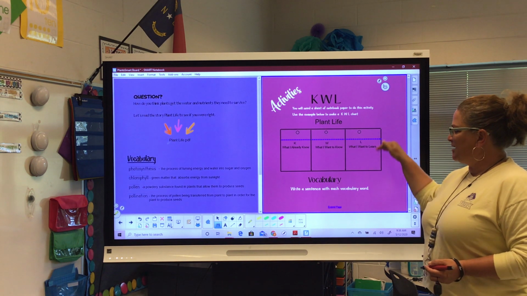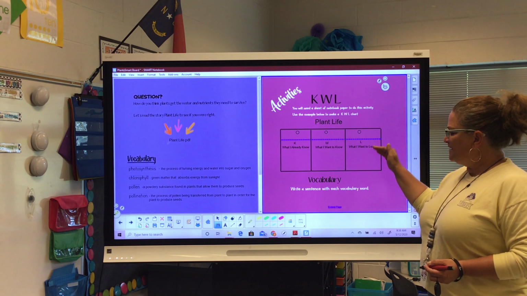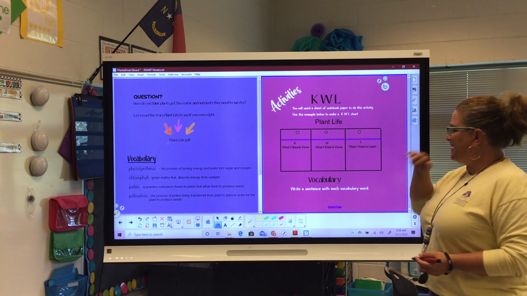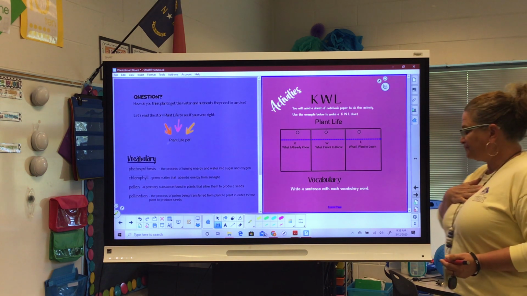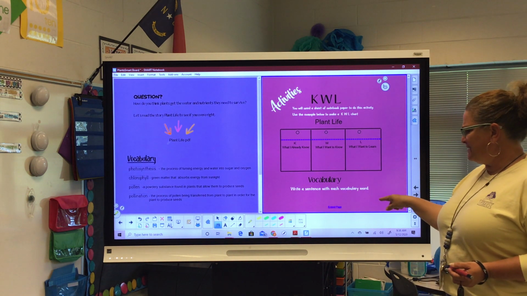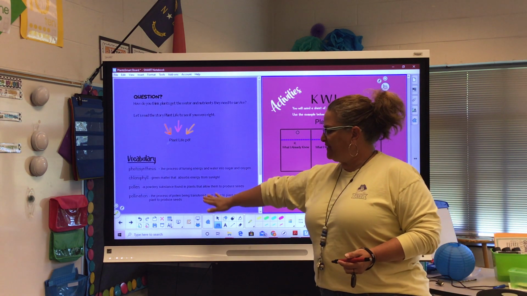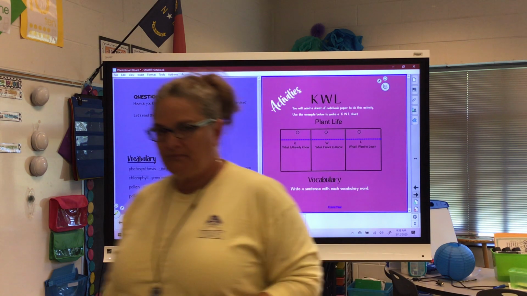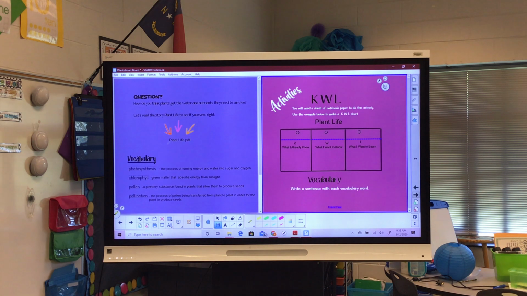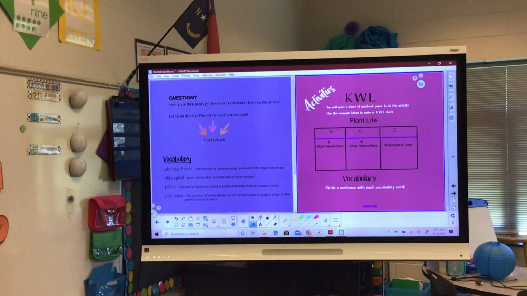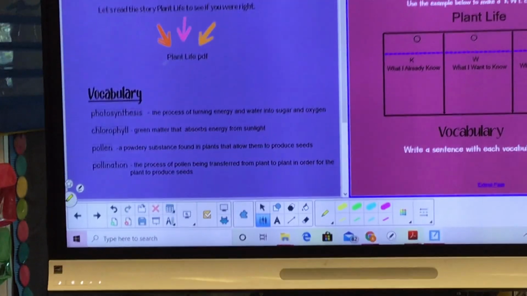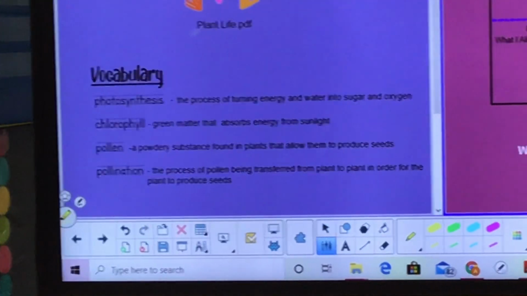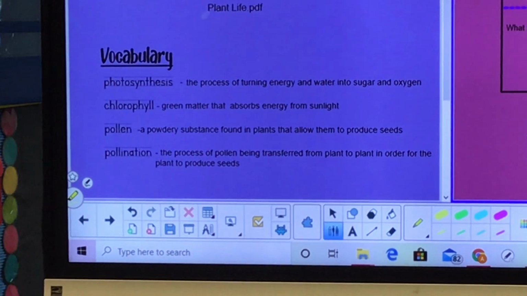So once you've done your KWL chart, then you can get another sheet of paper, and you're going to write a sentence with each one of your vocabulary words that are over here. Again, I'm going to enlarge it so that you can see the vocabulary words, and then pause the video so that you can write these words and definitions down.